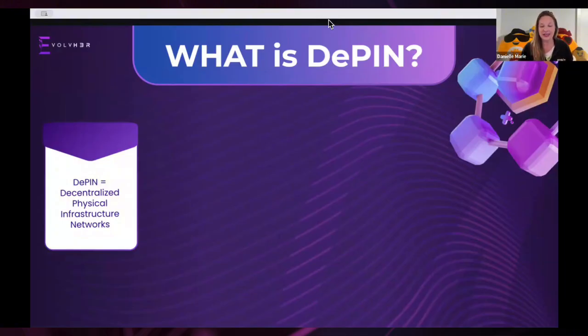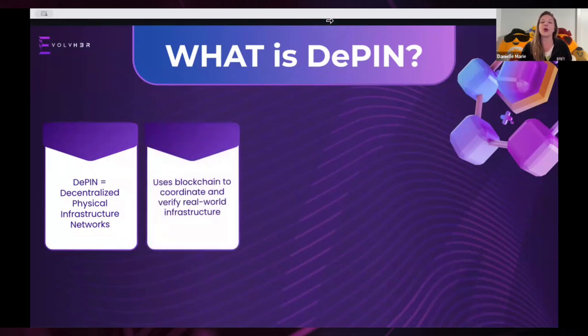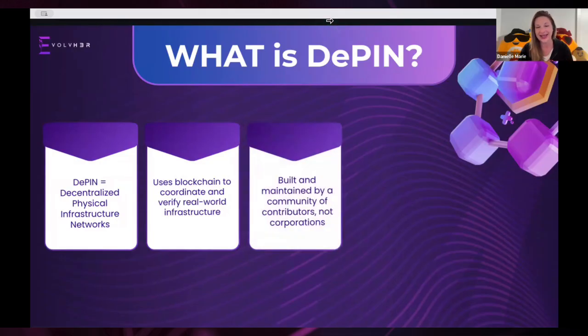Now, I've been in this space since late 2017, early 2018, and for me, this is a relatively new concept. So for a lot of you, you may have never heard about it, or you've maybe heard the term and you really don't understand what it is, and you are in the right place. It uses blockchain technology, which we've covered in previous lessons. If you don't understand blockchain, you've got to go back and watch those pre-recordings. But it basically allows us to take these real world infrastructures and use blockchain to create these new communities. And it's built and maintained by a community of contributors.